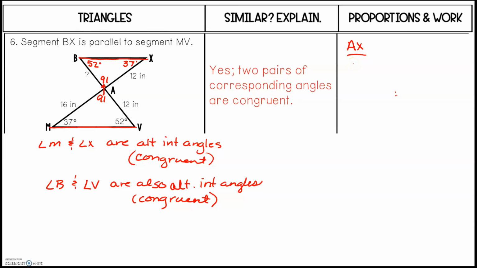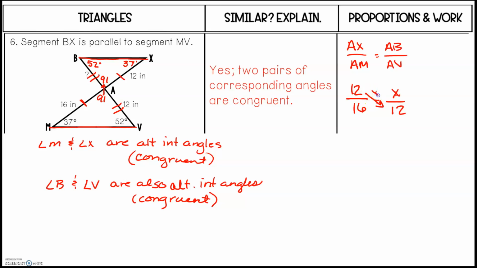This is going to be AX to AM, those two sides correspond. So AX corresponds with AM, and then this side corresponds with this side. Okay, so these transversals are corresponding sides of the triangles. So AB to AV go together. Then I'm going to put their measures because they're listed there. AX is 12, AM is 16, AB is what we're finding, and AV has a length of 12 inches.